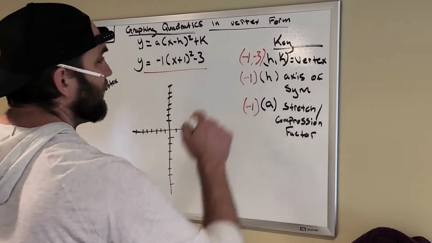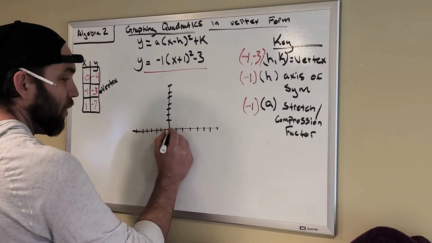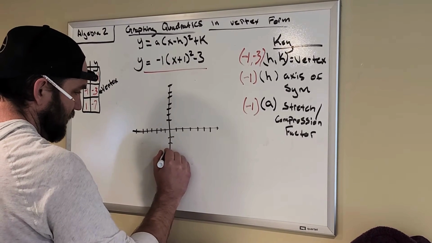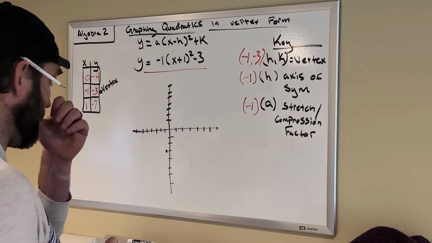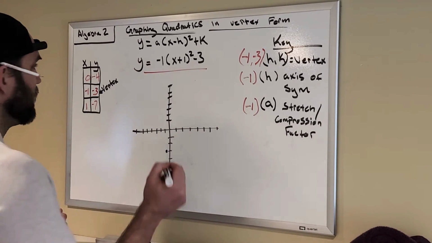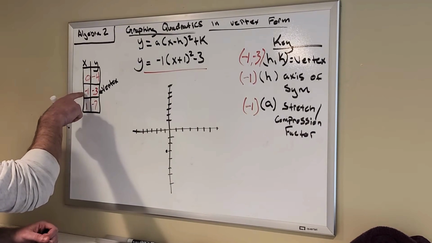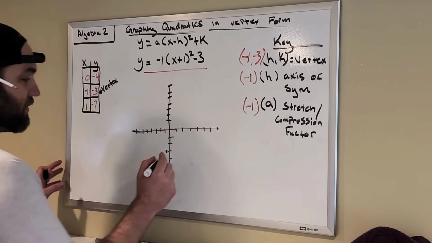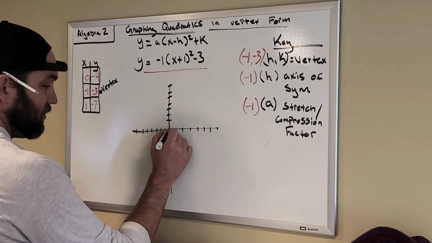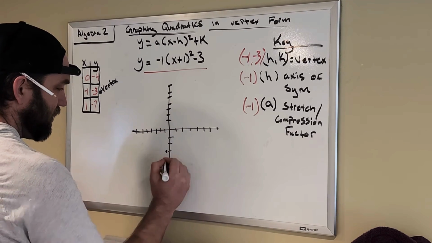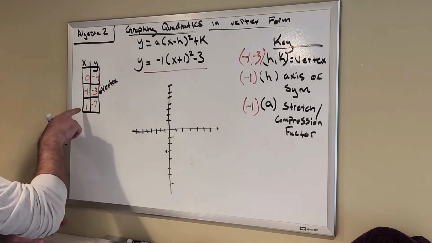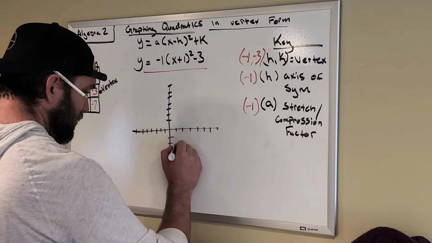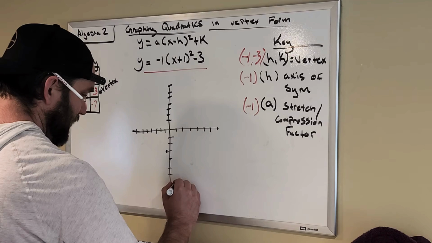My vertex is negative 1, negative 3. Negative 1, go over 1, down 3, 1, 2, 3. That's going to be my vertex. All right. My next point, I'm just going to plot this one right here. Negative 1, 0, negative 4. So say right at the origin and then go down 4 here. And then I'm going to do one more, my last point that I have, 1, negative 7. So 1 all the way down to negative 7.